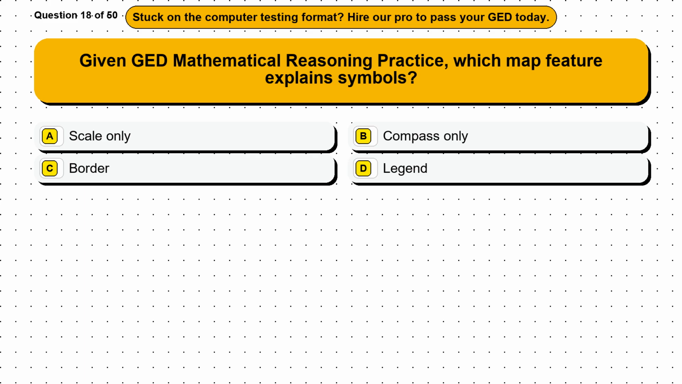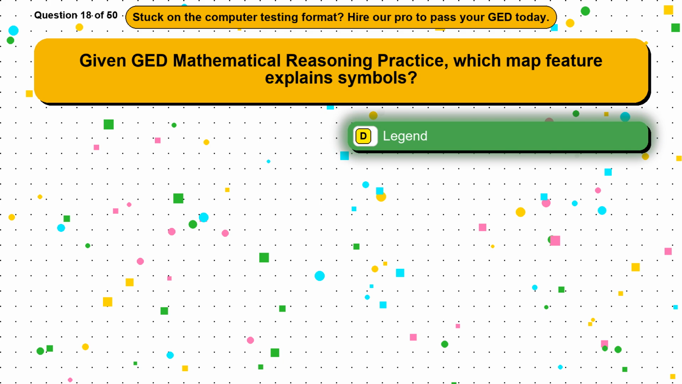Question 18. Given GED mathematical reasoning practice, which map feature explains symbols? Option A scale only. Option B compass only. Option C border. Option D legend. The correct answer is option D, legend.